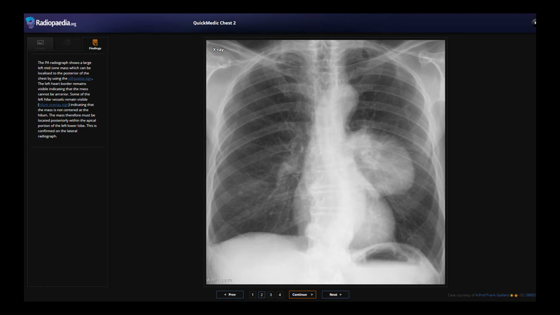It says that some of the left hilar vessels remain visible, and that's here, which means that the mass cannot be anterior, so towards the front of the chest, and that means that the heart overlies it. The silhouette sign, the hilum overlay sign: this is not centered at the hilum, so the hilum overlies it, so you can see the vessels overlying this mass, and the heart looks like it's overlying it as well, because you can still see the contour of that heart. This means that that mass must be behind all of that, so it's in the posterior portion of the chest.